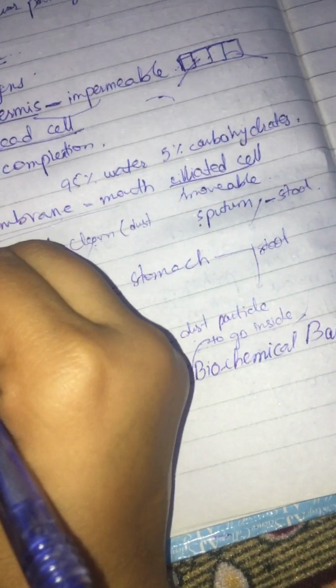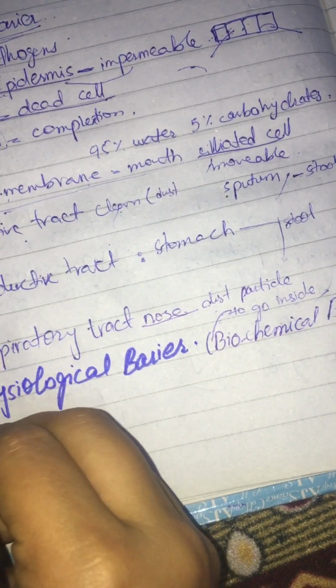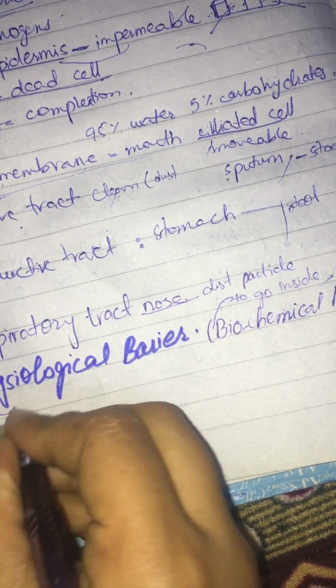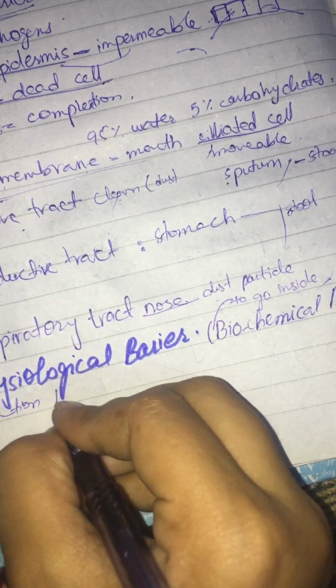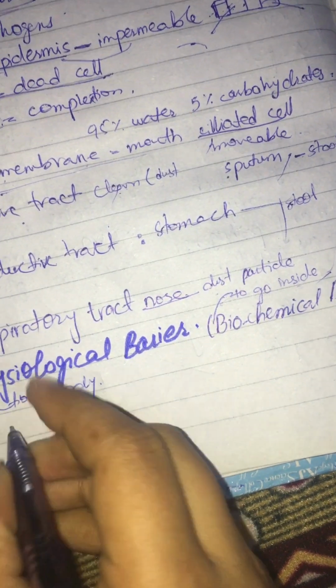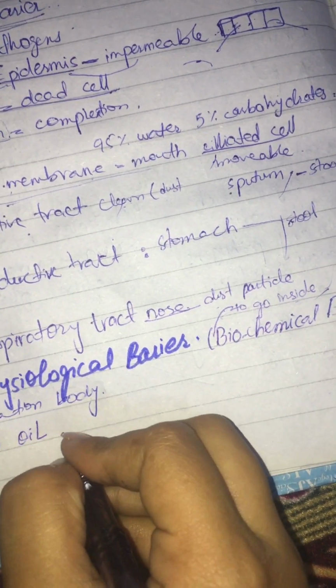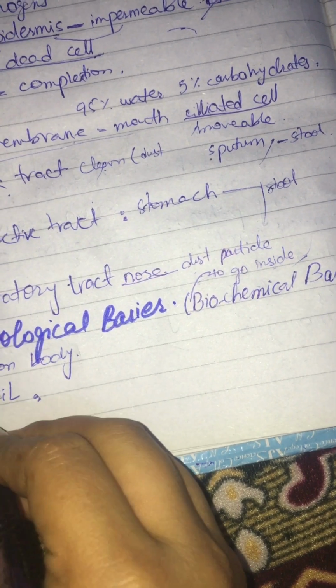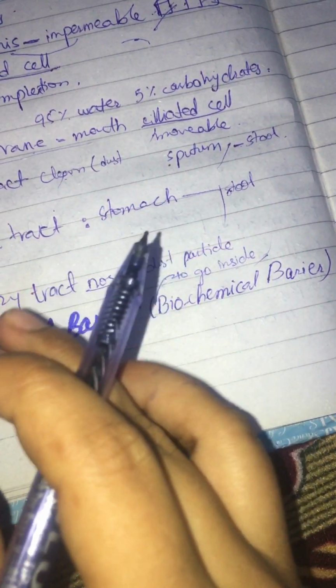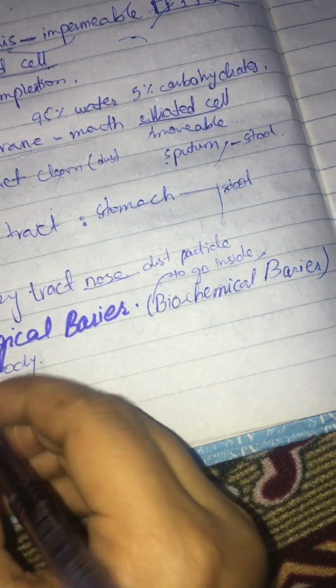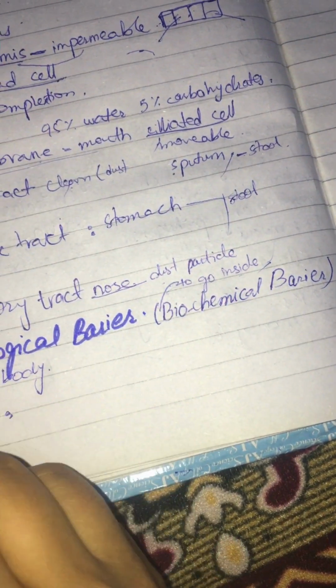As we discuss in this mucous membrane, organs, but in this physiological barrier, the secretions of the body will be there. So let's take an example of sebum oil. Sebum oil is an oily substance in our skin. Even we have noticed our skin gets sometimes oily. That's because of the sebum oil secretion.